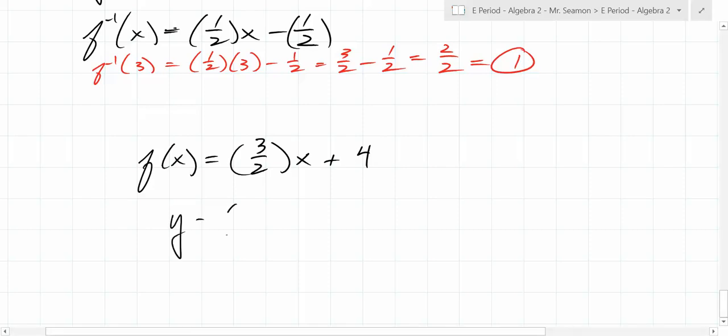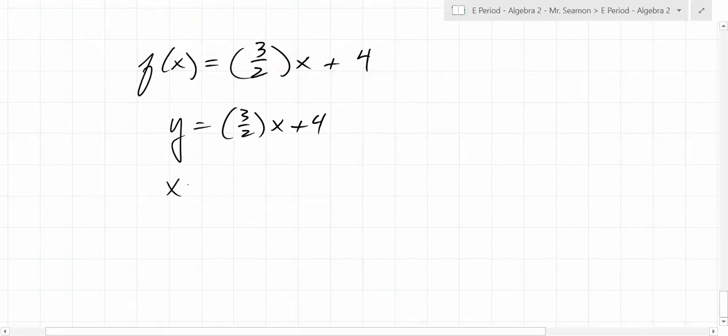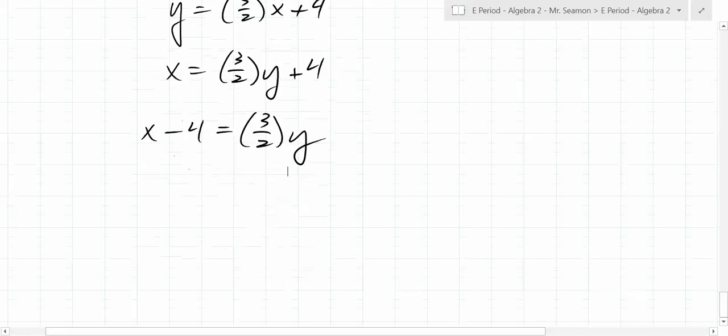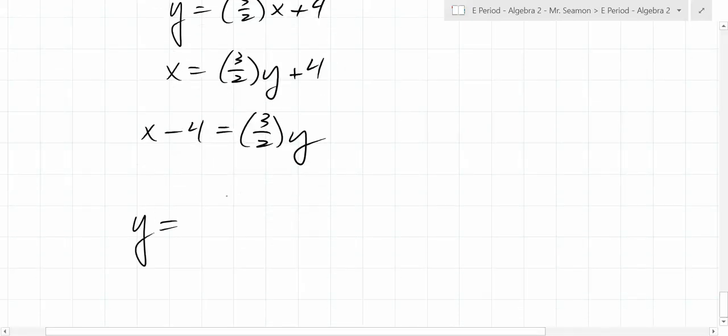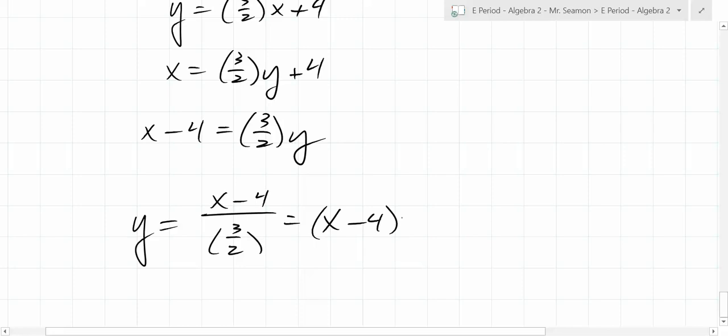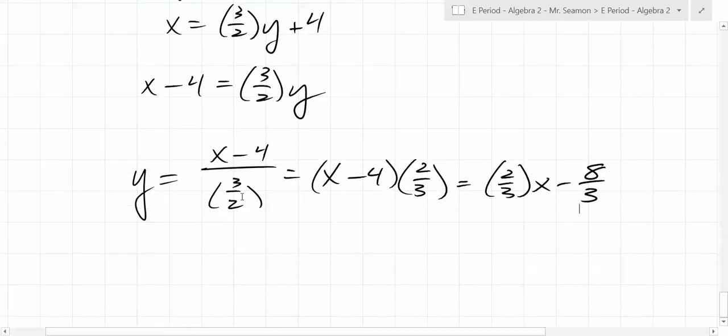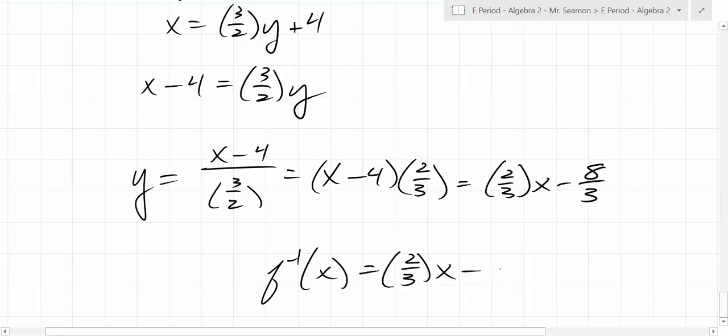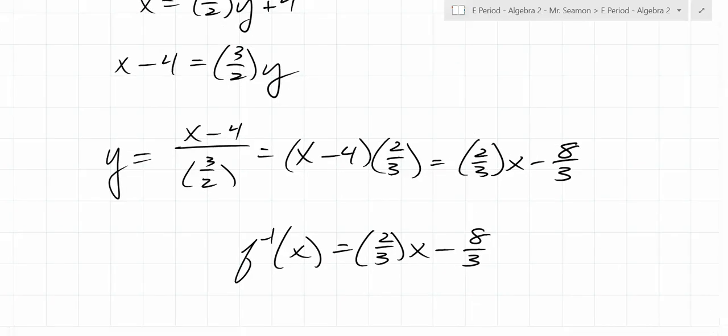I say I have y equals this, right? So you interchanged. So you did what? x equals 3 over 2y plus 4. So x minus 4 is equal to... Most of you, I saw some of you do this. You wrote, and this is correct, it's not done, y is equal to x minus 4 over... But that's equal to x minus 4 times what? Over 3. So that's equal to 2/3 x minus 8/3. So the inverse function, the clean version that I would like, f inverse of x is equal to 2/3 x minus 8/3.